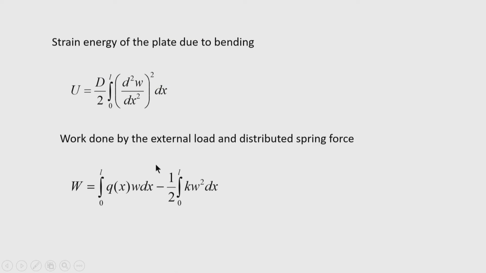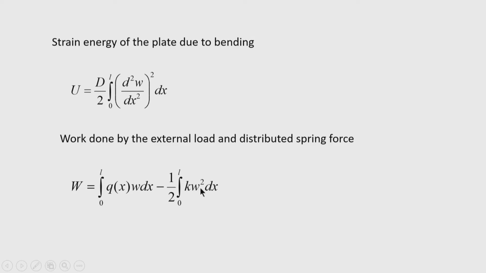Then the work done by the distributed spring force due to subgrade reaction. The spring force is opposite to the displacement. So, therefore, the work done by the spring force will be negative. Hence, we take the work done by the spring force as integral of k w into w by 2 into dx. So, half I have taken outside and then we have integrated over the length of the plate. So, this represents the work done by the spring force.